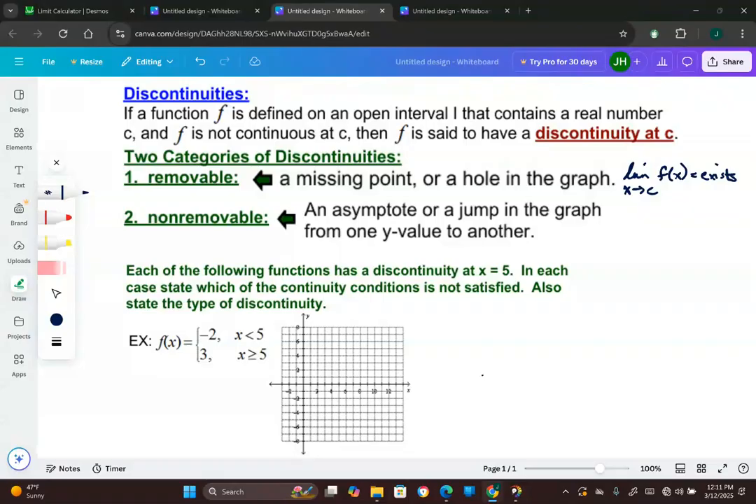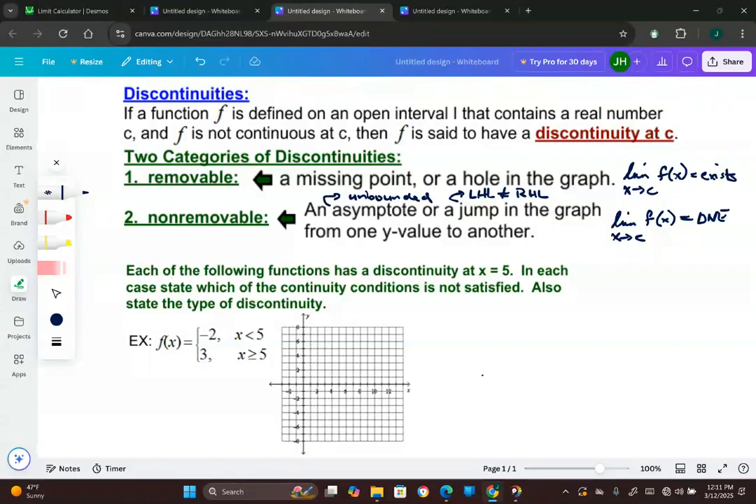An asymptote, or a jump in the graph from one y value to another, that's called a non-removable discontinuity. And in this case, the limit as x approaches c of f of x would not exist. With asymptotes, two things can happen. It can go to infinity, or it can go to negative infinity on each side. So in those cases, with asymptotes, the limit would be unbounded. With a jump from one y value to another, the left-hand limit would not equal the right-hand limit. So that's a reason for having a limit that does not exist. And these are what we're talking about with, obviously, two-sided limits.